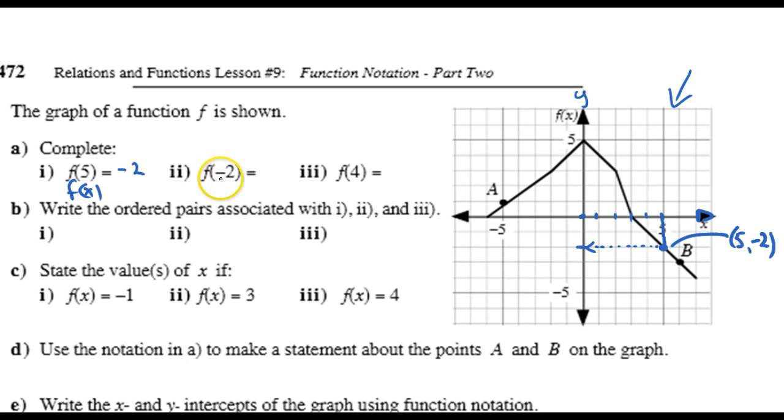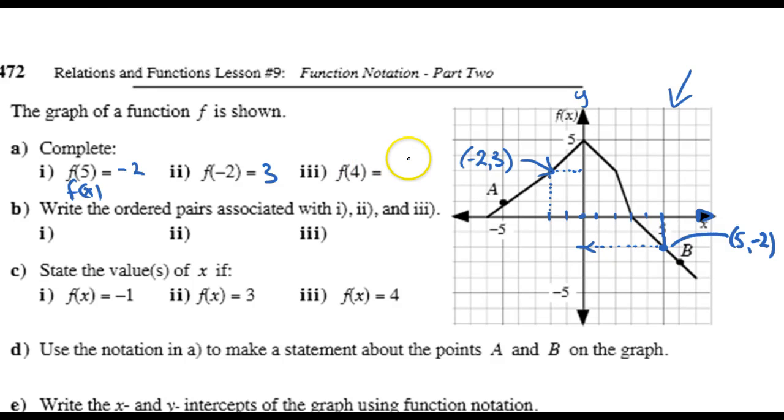Okay, when x is -2, so what is f at -2? Well, f at -2, again, let me find -2 here. There it is. I go up to my graph. I go across, and that would be 3. So that is -2, comma 3, right there.